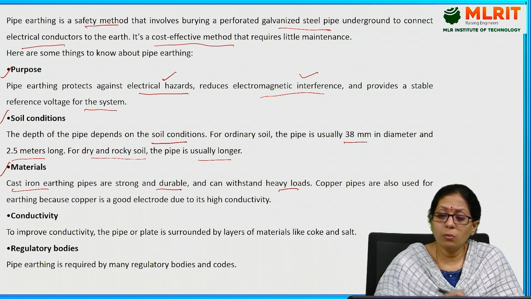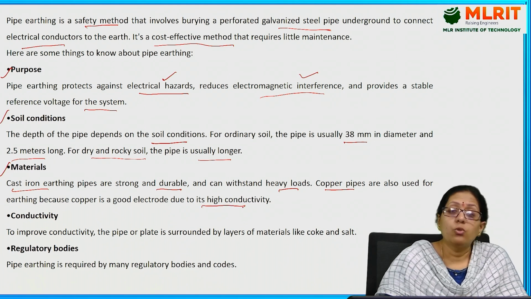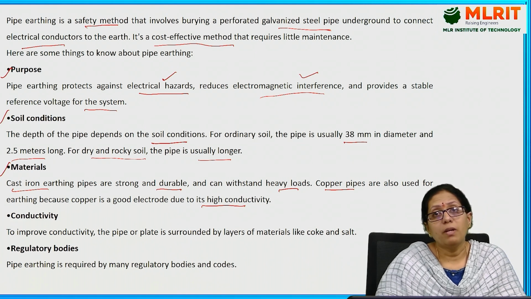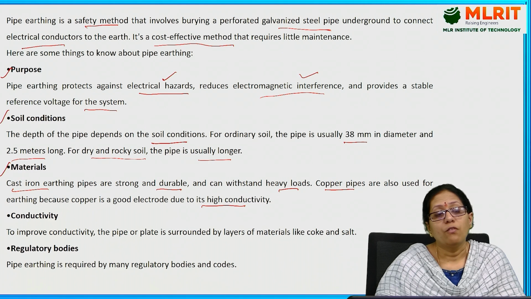Copper pipes are used for earthing systems because copper is a good electrode due to its high conductivity. Copper is used for good conductivity, and cast iron is used because it is strong and durable. So both copper as well as cast iron are used for making this pipe earthing.